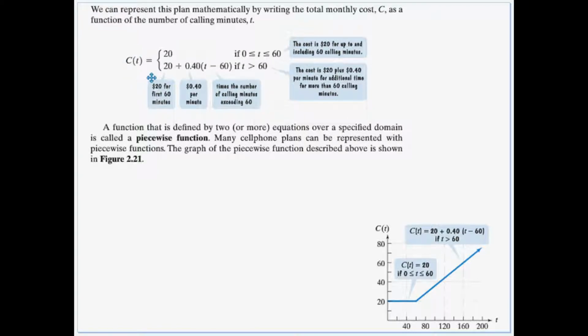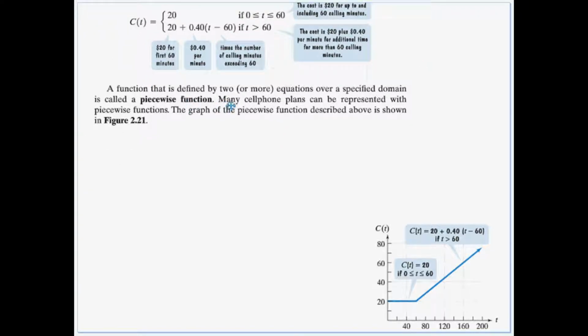So C of t. If your time is anywhere between 0 and 60, you made no calls or you made 60 minutes worth of calls, you're charged $20. If t is greater than 60, we now have to use this equation. Put the t in here, subtract 60, multiply that by 40 cents, and add 20 to it. And that will be the total cost. So this is a piecewise function, and it all comes down to which piece of the function you use. If your t is between 0 and 60, put it in the top piece. Greater than 60, put it in the bottom piece.